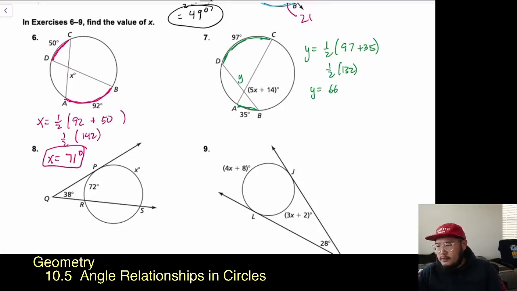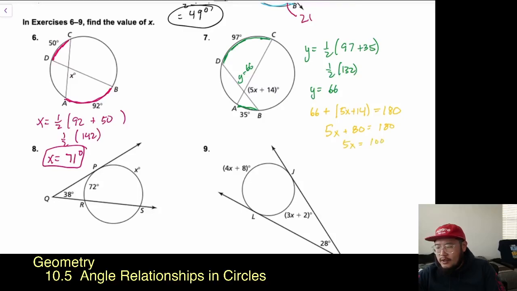So if I know that this angle is 66, remember, we have 2 angles right there, and they are a linear pair. So the next step is, I could take 66 plus the second angle, which is 5x plus 14, and then set that equal to 180. This will lead us to our second answer. So we have 5x plus 80 is equal to 180.